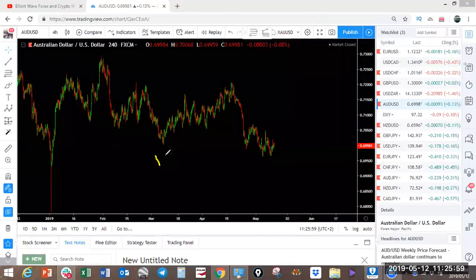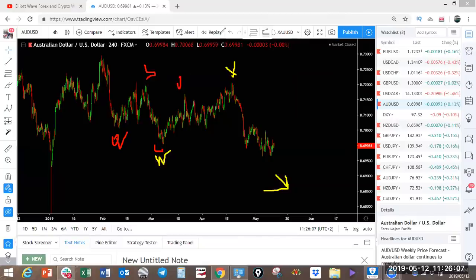Because we've got WXY here, and then you can call this one A, B, C. A, not A, that is W because it's 3 waves, X, Y, A, B, and a C. Your C ending with A, 1, 2, 3, 4, 5, ending diagonal. So that will be valid.